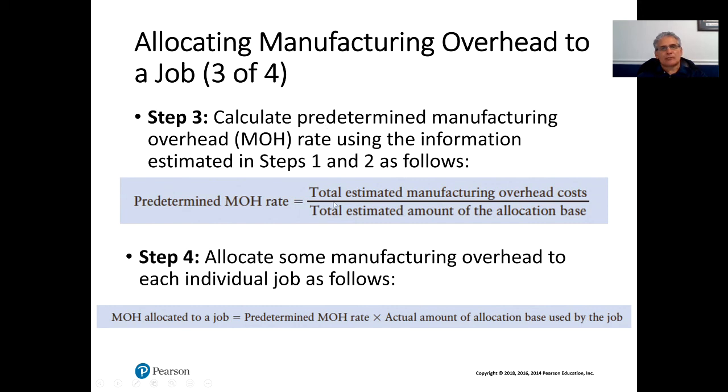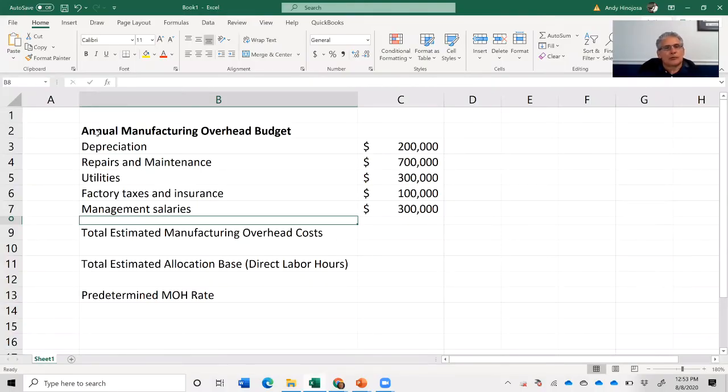As the slide suggests, we're going to take our total estimated manufacturing overhead costs and divide it by the total estimated amount of the allocation base. First, we have to come up with the manufacturing overhead costs. So as an example, let's say during the budget process, before the beginning of the year, we're going to come up with a complete budget, and this is going to be the section of manufacturing overhead. Included in this budget is going to be depreciation, repairs and maintenance, utilities, factory taxes and insurance, and management salaries.